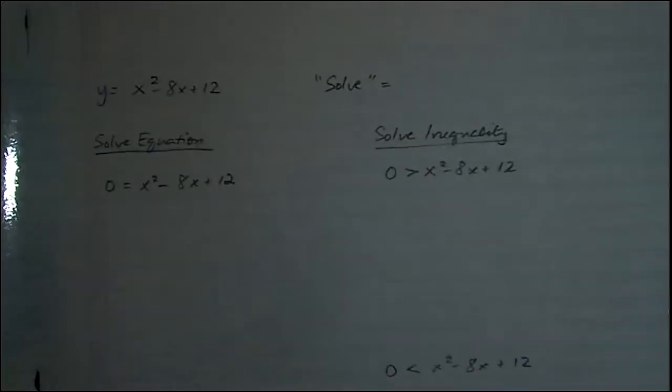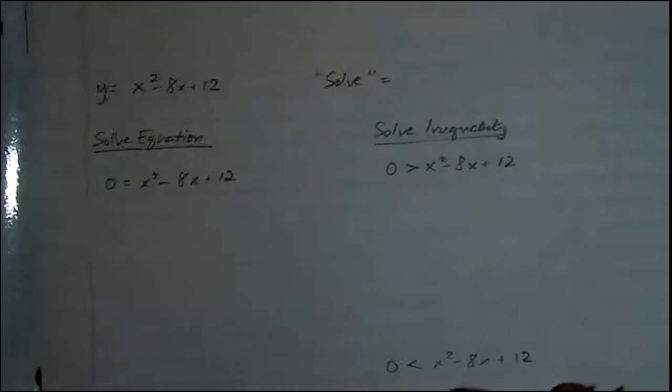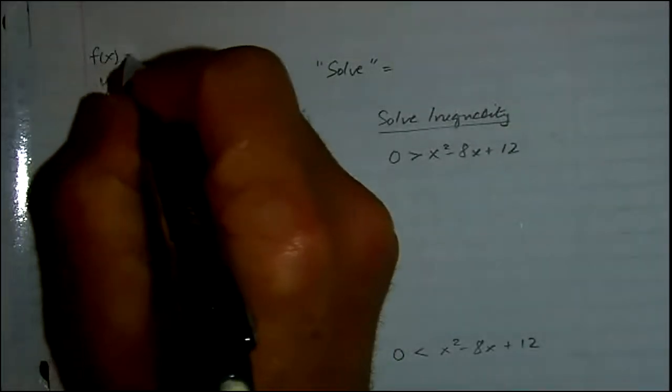So we have this function y equals x squared minus 8x plus 12. We know that's a function in x. We say y is a function in x, and you could just as easily write it.